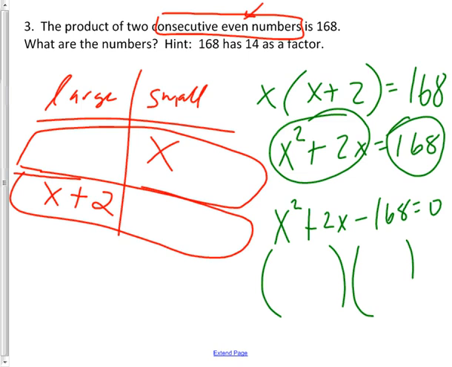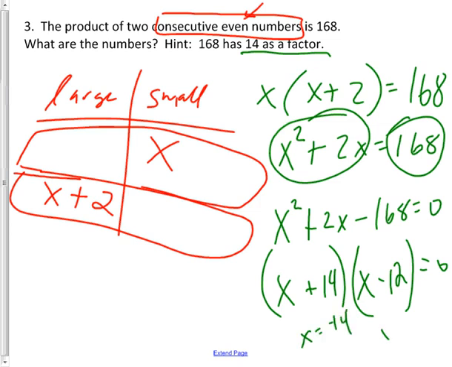Factor. x, and I gave a hint that 14 was a factor. 14, and I think it's 12. And is this plus 14? I guess I can figure this out. It has to come out to positive 2x, so yeah, that's a plus and that's a minus. And then the final answer is x equals negative 14 and x equals 12.